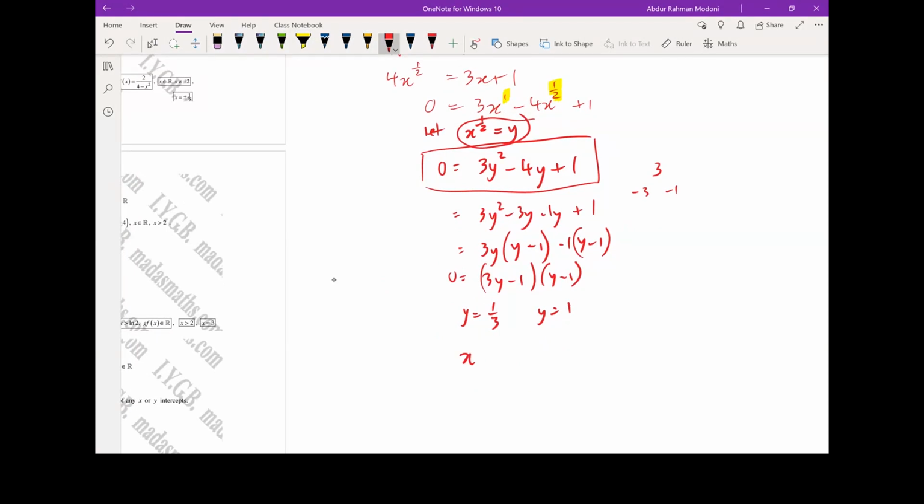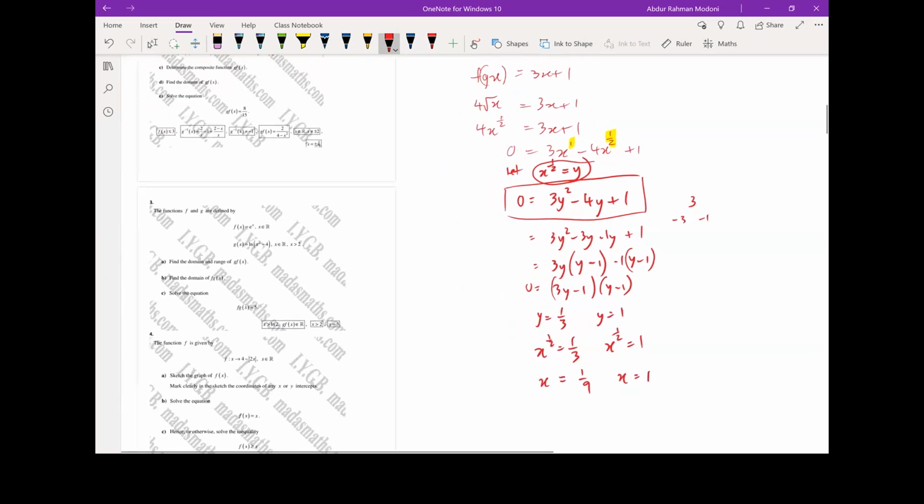So y is x to the power of a half, which is equal to a third, and x to the power of half is equal to 1. So how do we find out what x is? Well, if you've got power of half, we need to do the inverse of that, which is to square both sides. So x is equal to 1 over 9, and squaring this gets us x is equal to 1.